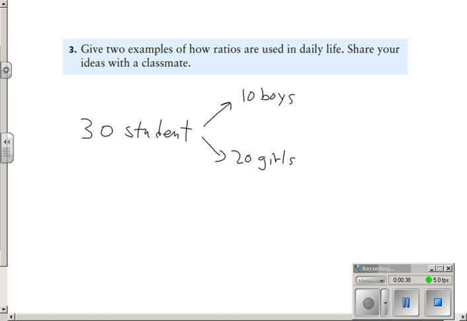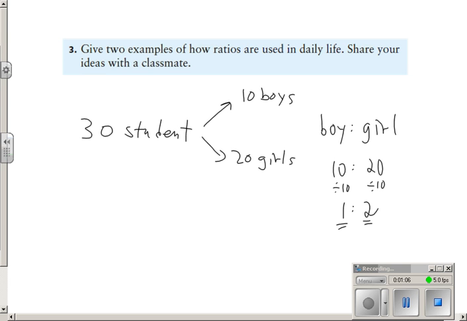But what I could do then is I could express that as a boy to girl ratio, and I could express that as 10 to 20. And what use does that have? Well, I can say if I reduce this to lowest terms, I know I can divide both by 10. And I say, now this ratio says for every 1 boy in the class, there are 2 girls. That's a pretty useful bit of information to have mathematically.